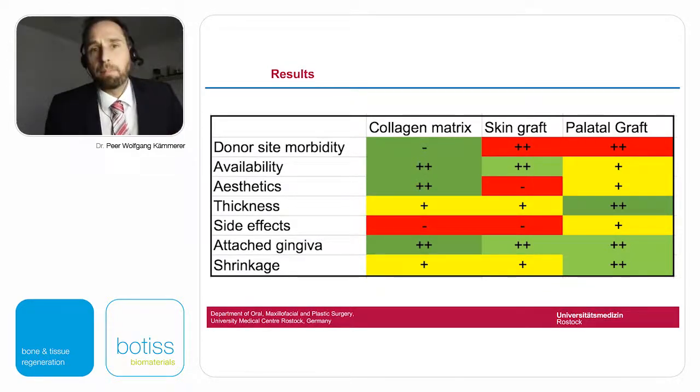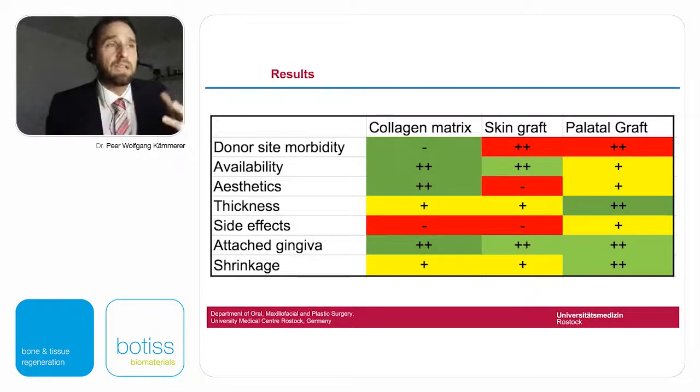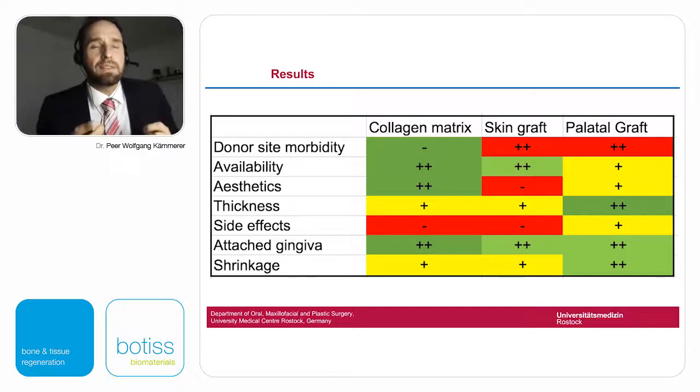Aesthetics: we found the best aesthetics, really the best aesthetics, to be seen when using the collagen matrix. It was not very good when using skin grafts, and the palatal graft was good at the beginning, but turned out to be less good after this 1 year. Well, the thickness of the pedicle graft was the best. It was just very thick. The volume was good. It was less good when using skin grafts or collagen matrix. I called the next thing side effects. So the side effects of the collagen matrix are this exudation.